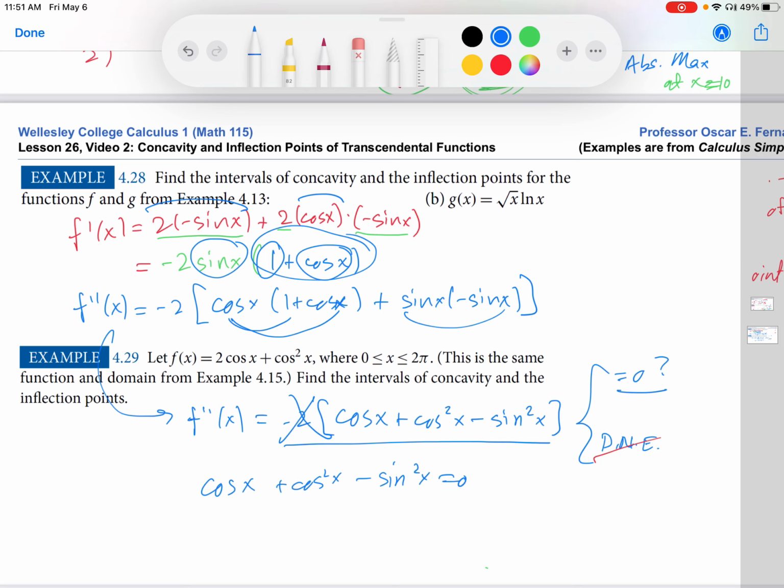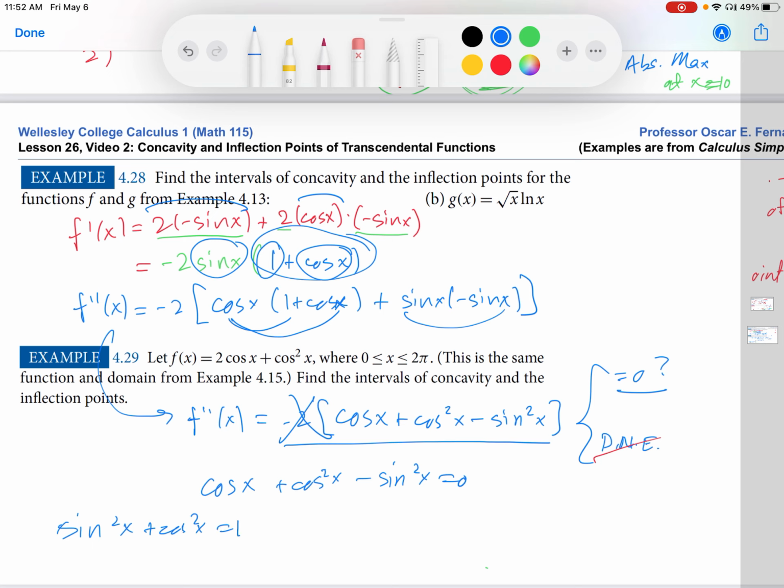This seems like a really, really difficult equation to solve for x. But let's not despair. Let's use some other trig identities. The first 2 terms involve cosine. The second one does not. So how about we just try to make the third term into a cosine? How would we do that? Well, remember that sine squared x plus cosine squared x equals 1.